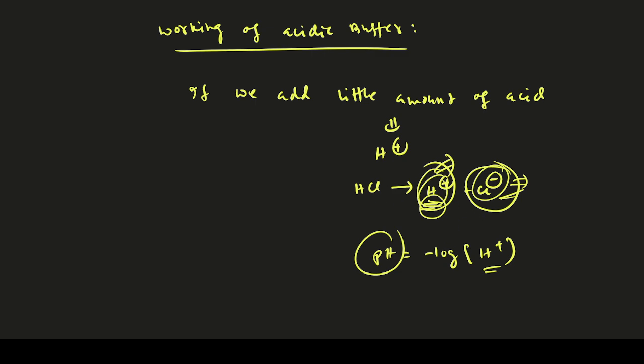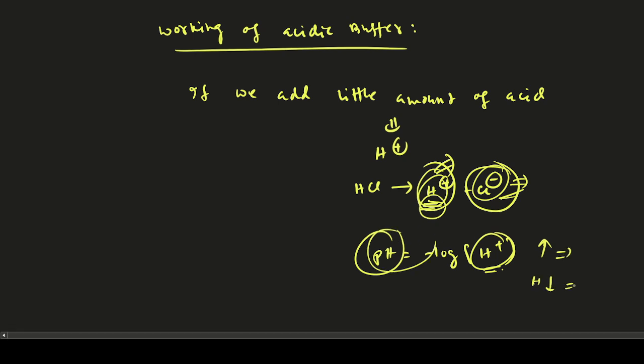After adding that HCl, that H plus goes into these reactions in the solution, and what is it doing to the H plus concentration? If H plus concentration increases, then what is the pH? If H plus concentration decreases, then what is the pH? So we look at it.